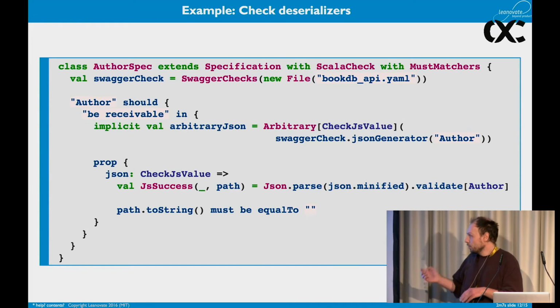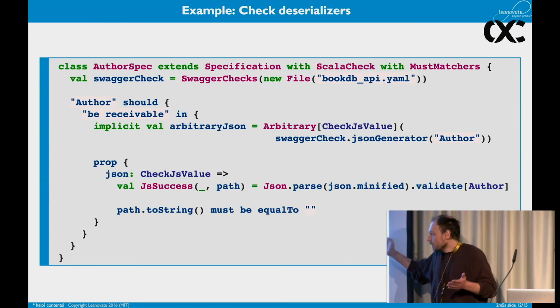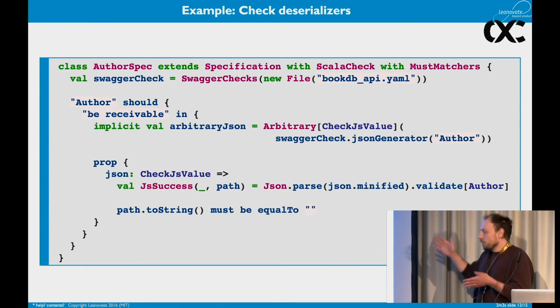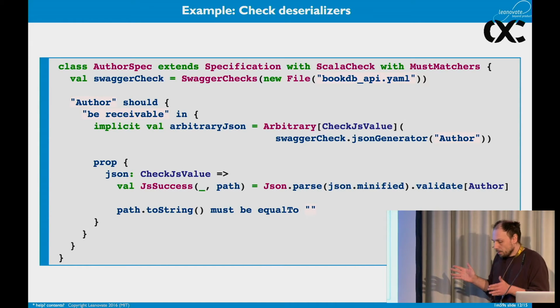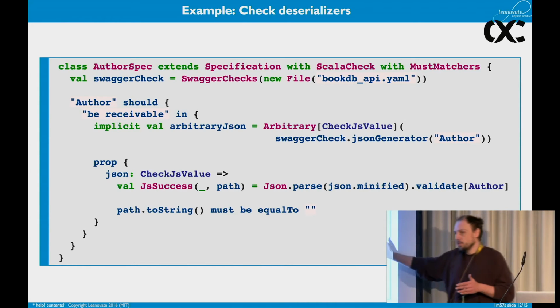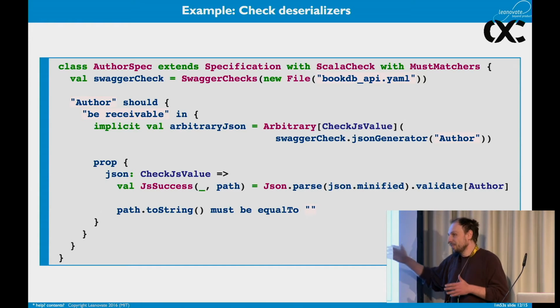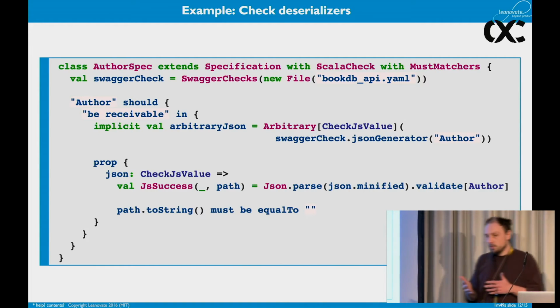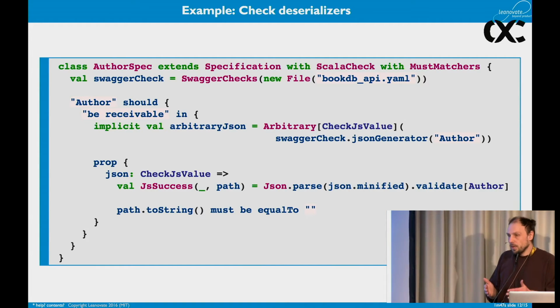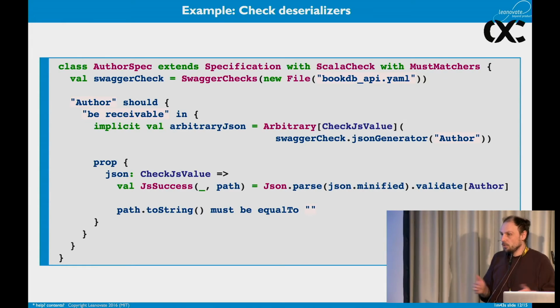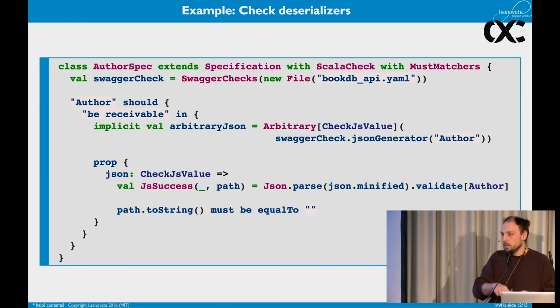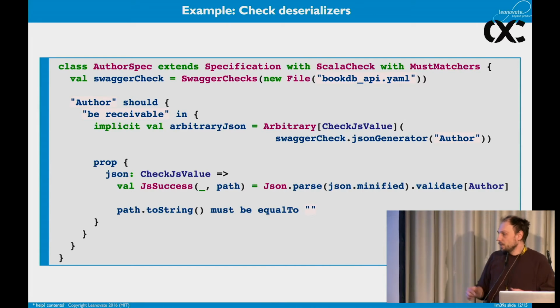And the other way around, of course, you actually check not only that your model matches your specification, you also check if your specification is restrictive enough. You have tons of ways to specify formats in Swagger. Most people don't do it. They just say, hey, this is a string. But this is not enough.